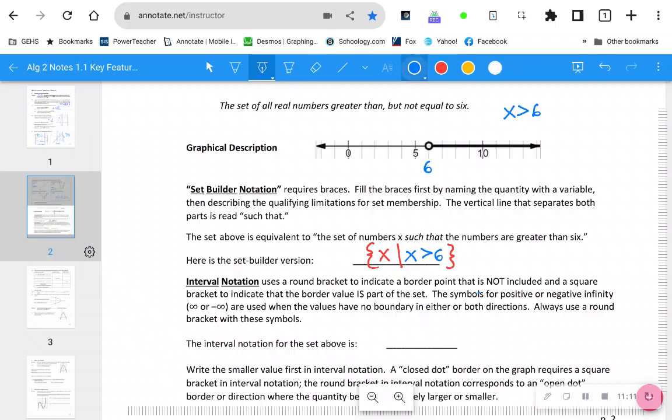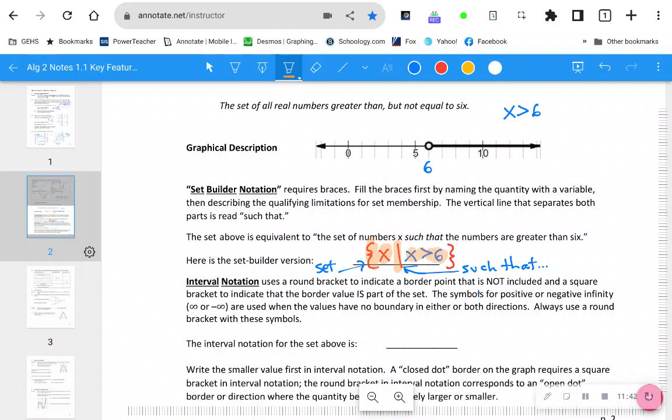Now, the way you read this is you say the set of all x's, and when you get to this little bar here, you read it such that, and it's easier to understand if you leave the such out, so I'm going to read it that, okay? So what we have here is the set of x's that are x's greater than 6.